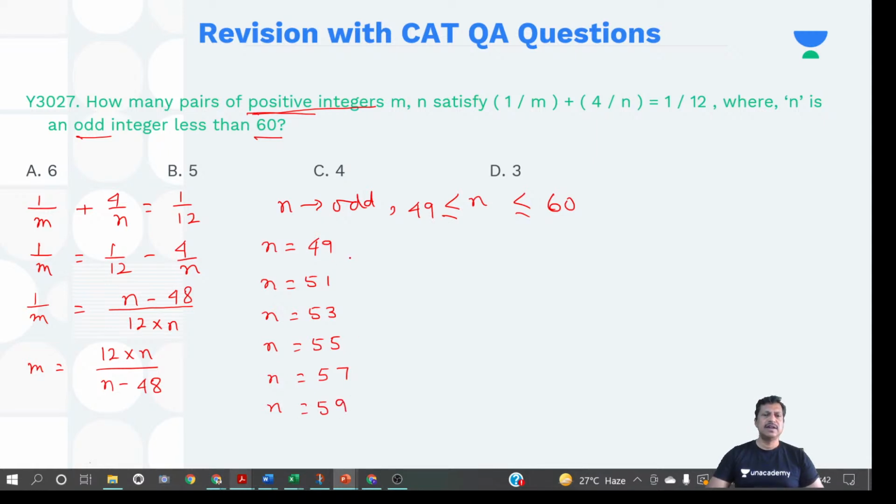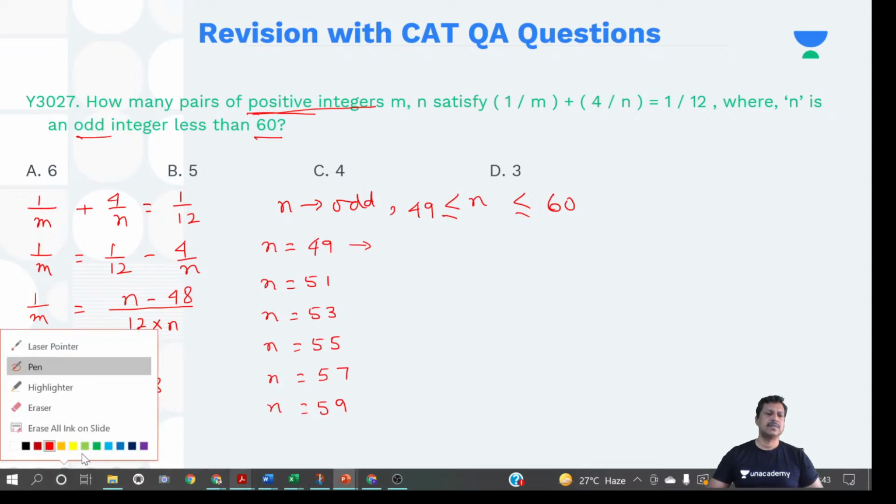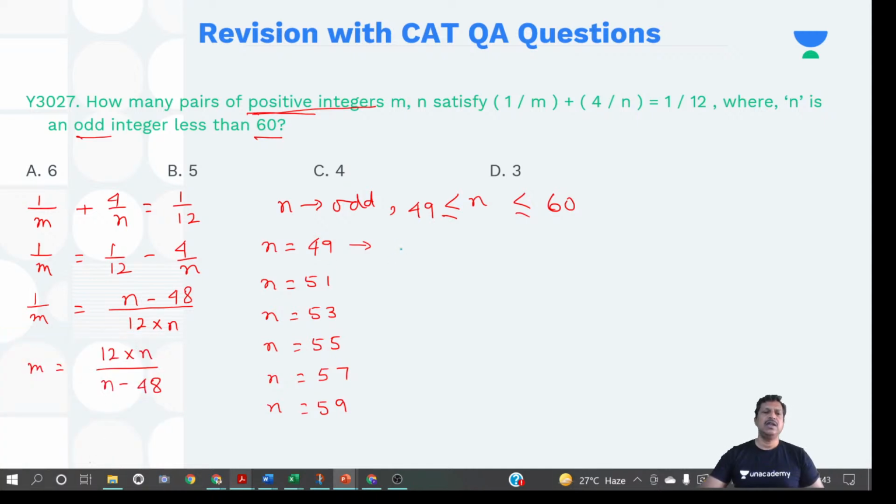These many cases? Yes or no? I hope you are following me. 49, 51, 53, 55, 57, and 59. Now put n equal to 49. Then what will happen? Look here. If I take n equal to 49, this comes out to be 12 into 49 divided by 49 - 48. So this is a positive integer. So I've got a solution over here. Is that clear?